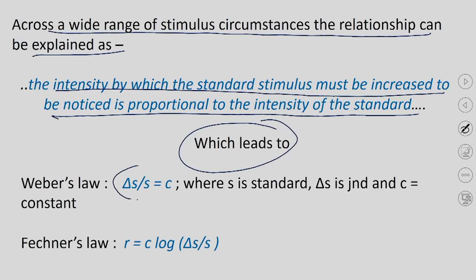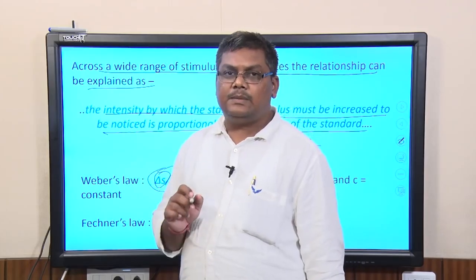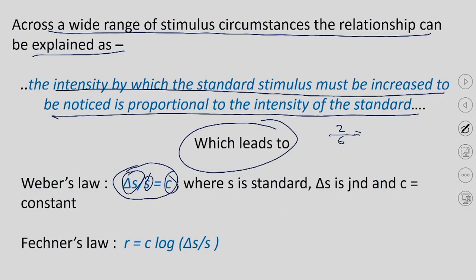This leads to the equation of Weber's law, which says that del S by S equals C, where del S is the change in the second stimulus, S is the intensity of the initial stimulus, and C is a constant. So let's put it this way: if 2 rupees is the increase in the price of the chips that has to be done for you to say that it has changed, the value here is 1 by 3, or this is the constant. Now, for the 50,000 television, let's say it's 4 rupees, and so this becomes 0.5.